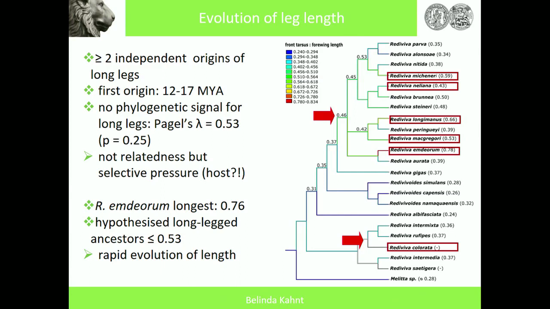And like I said, we also inferred for interesting nodes the relative leg length of the ancestors with BayesTraits. What we saw was that for the hypothesized long-legged ancestors, the relative leg length was always smaller than 0.53, while in the most extreme extant taxon, Rediviva amdorum, it is a relative leg length of 0.76, suggesting that leg length is really evolving quite fast.